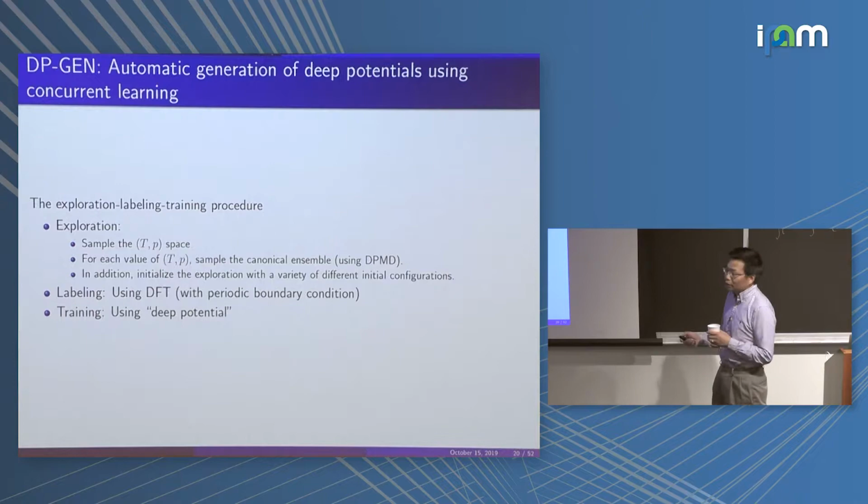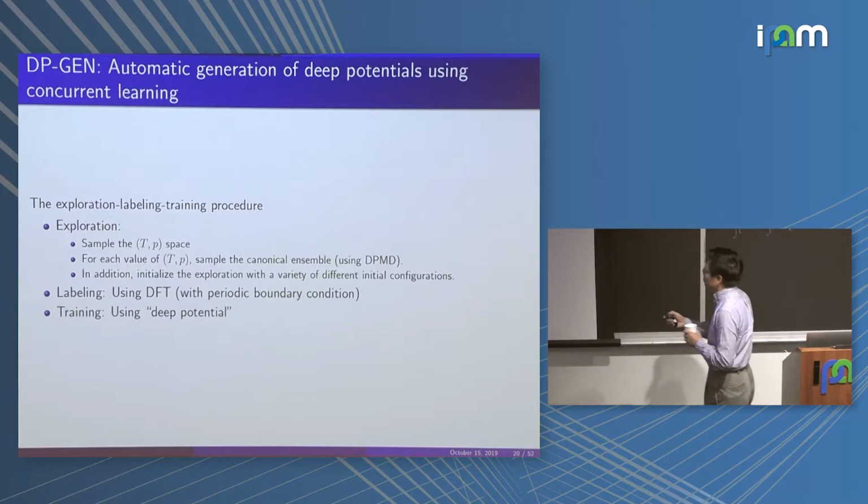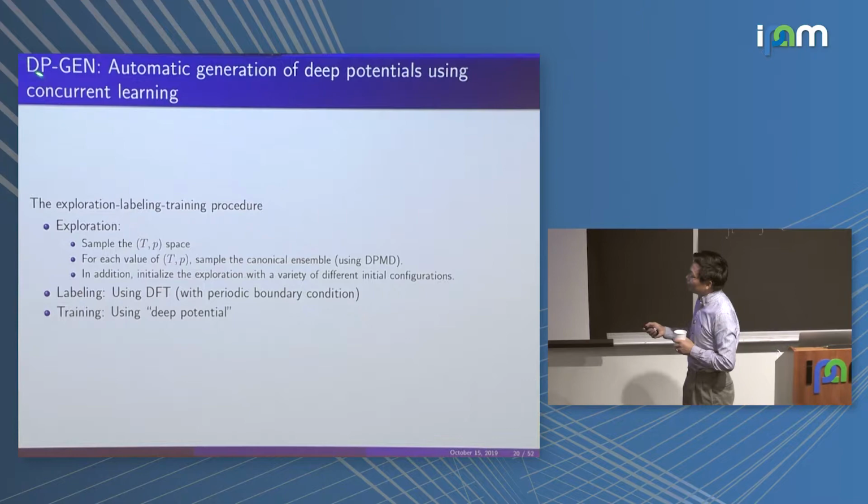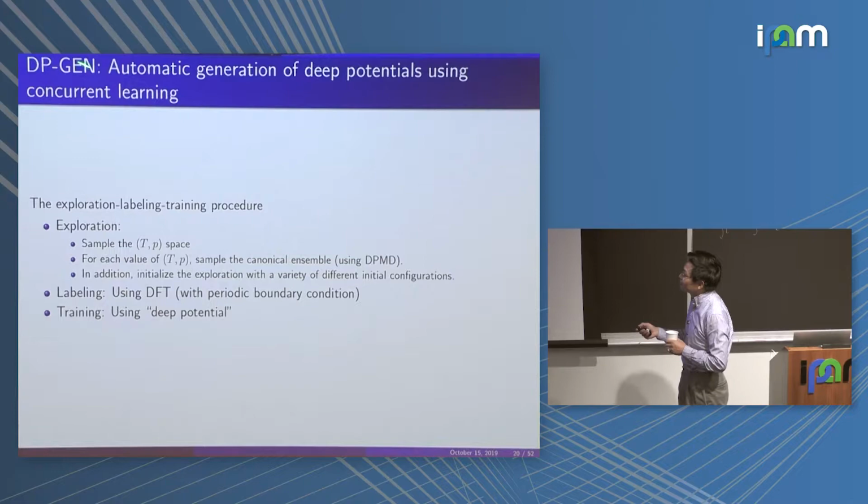Okay, so what if there's no data? You want to do aluminum and there's no data. So here's the procedure. Here's what is concurrent learning. And we made the name Deep Gen. I don't know why, I didn't make this name. Okay. So this is called the deep potential generator.